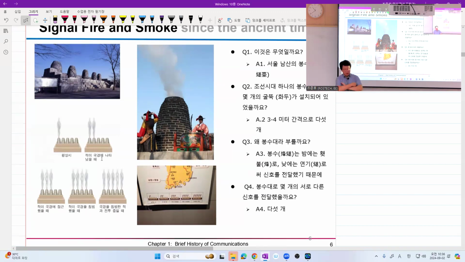And you may say that, okay, they were very dumb, right? 32 messages can be conveyed, but only 5. But that is not true. They intentionally limited the number of messages. Why?